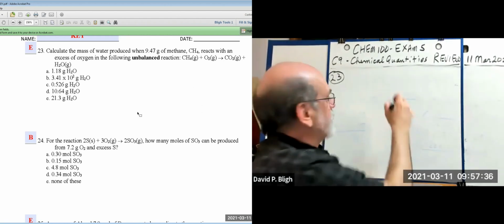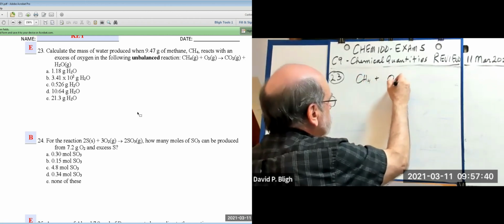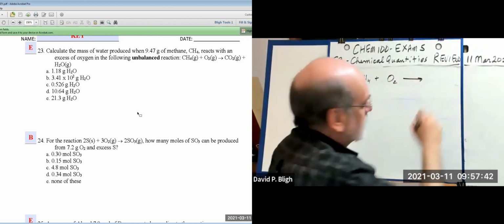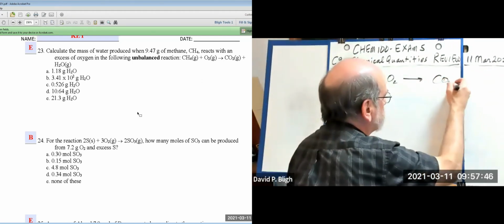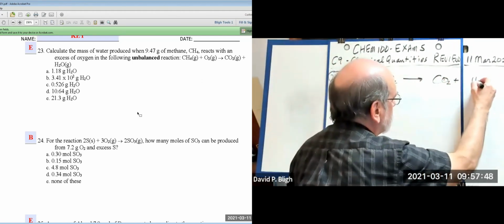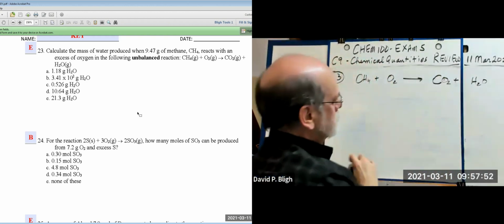So we just need to balance the equation. Methane plus oxygen yields carbon dioxide first. Yep. Carbon dioxide plus water.